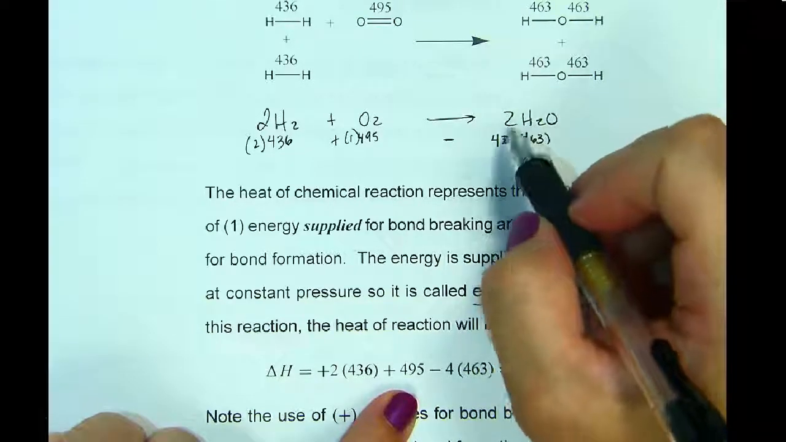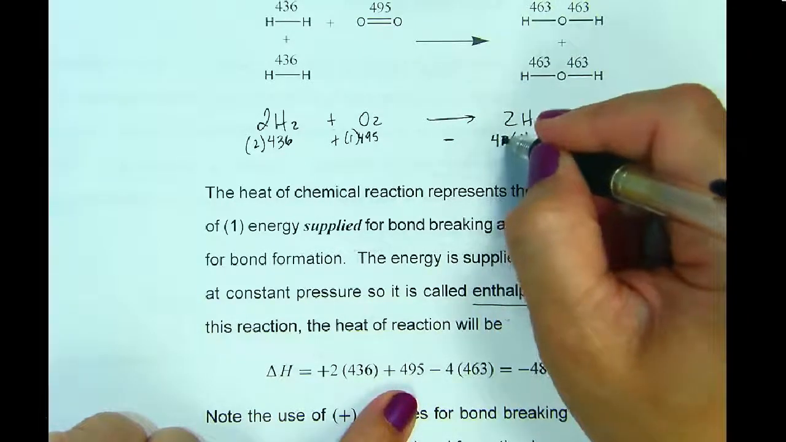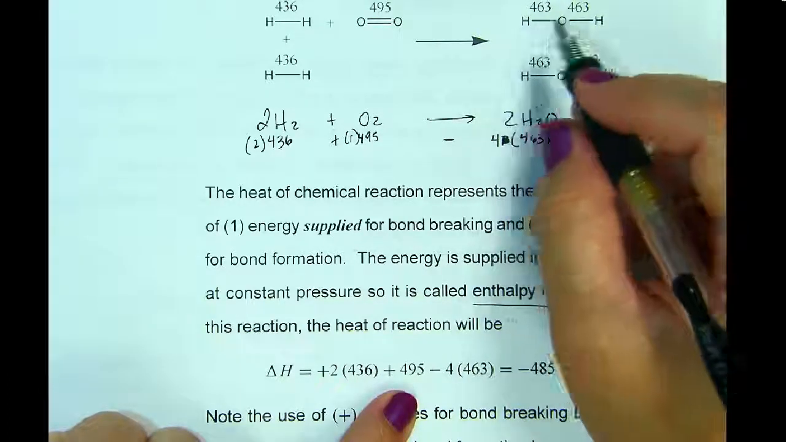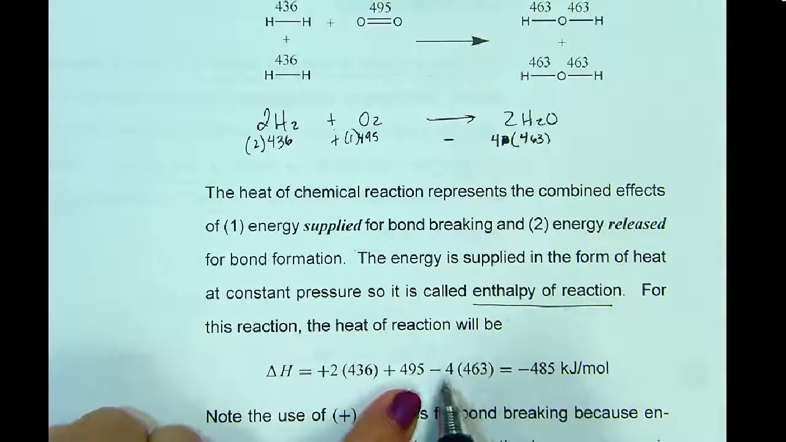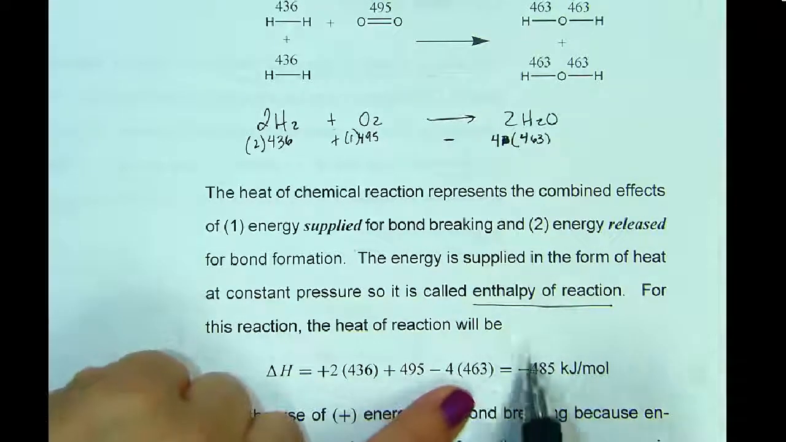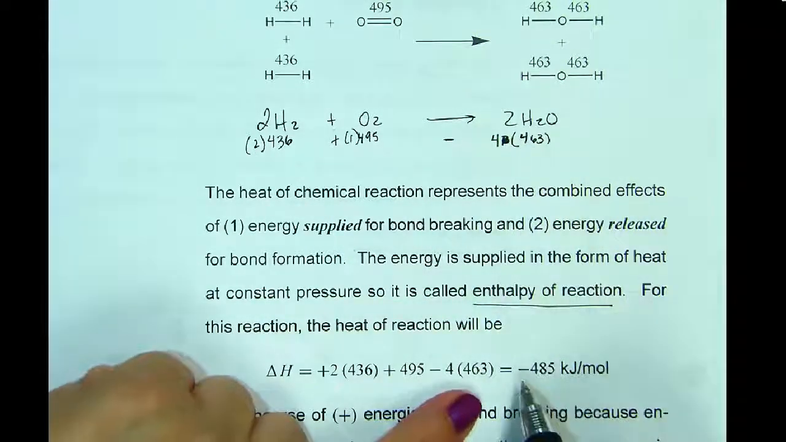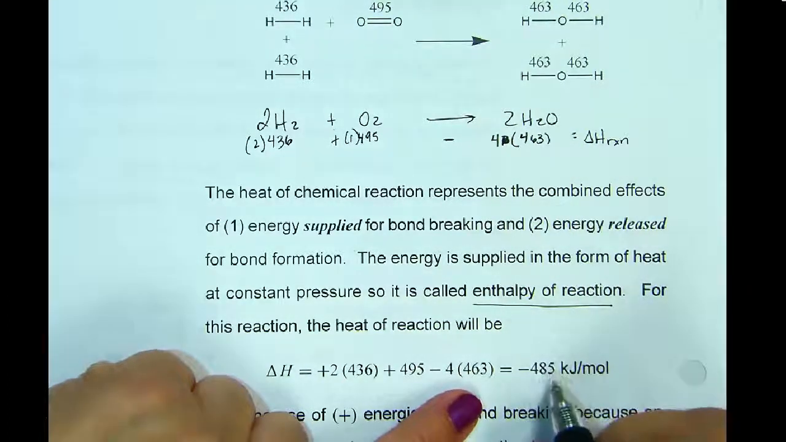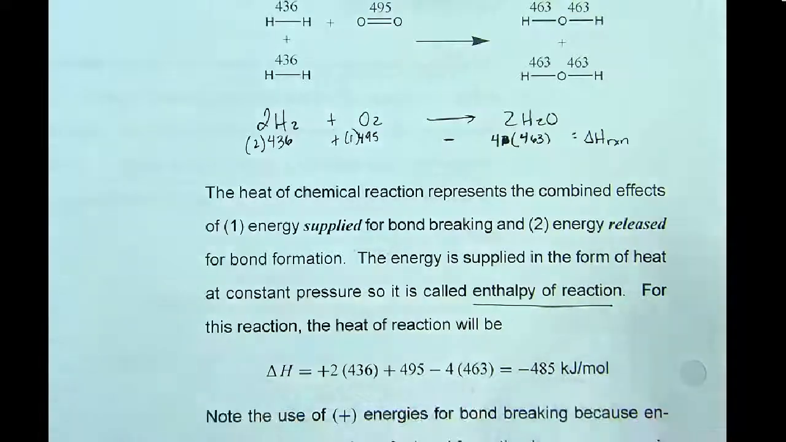This is going to be why it's important to draw out the Lewis structure in order to determine how many bonds you have and how many are going to be broken and formed. So we're going to do minus the 463, and this math right here is going to equal our delta H for the reaction, which is negative 485 kilojoules per mole.